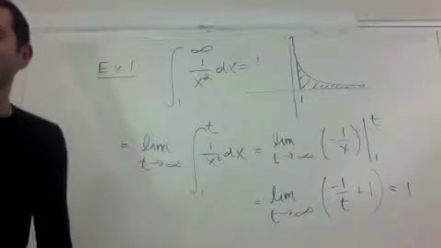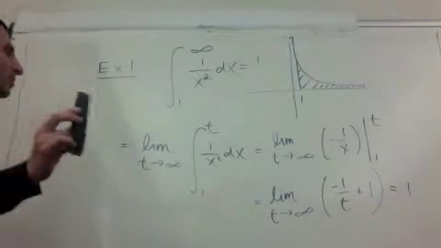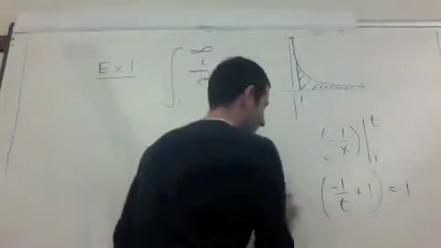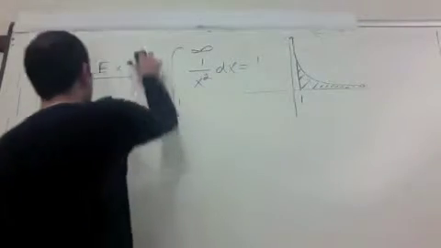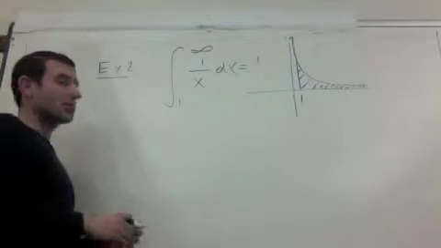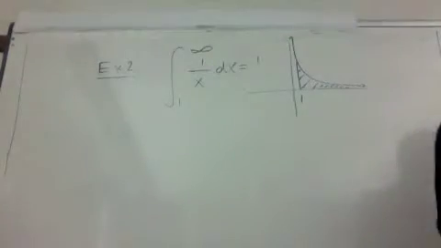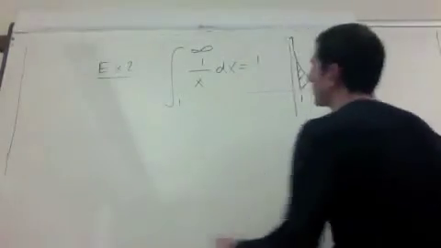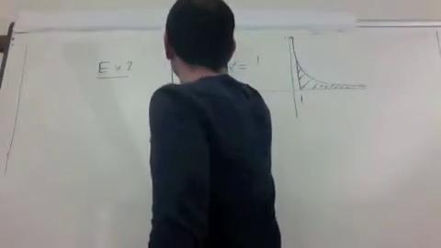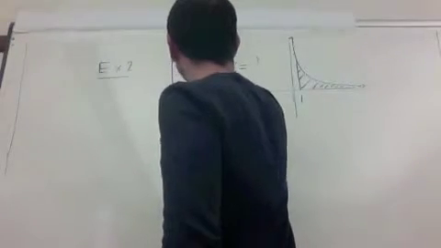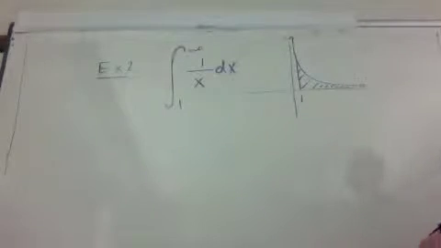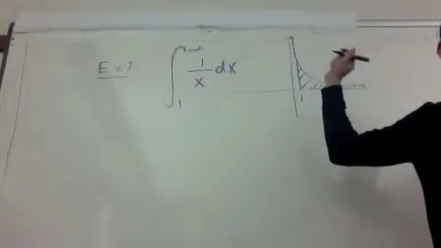Okay, so now watch. Now let's do example 2. Can I erase this? Okay, I'm going to do example 2. And check out all I'm going to do. Ready? This one is going to diverge. So now we're going to do the integral of 1 over x. Same idea as this one. The graph almost looks identical.